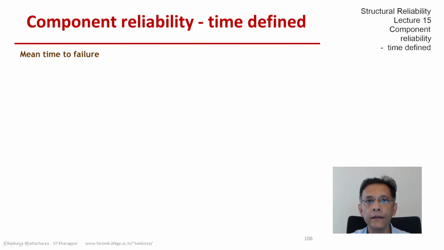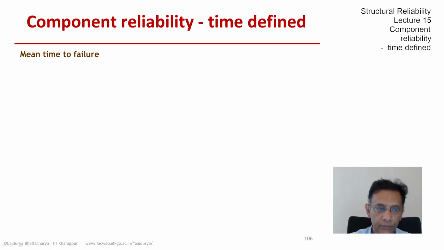The mean time to failure is a very useful and popular measure of reliability, especially for electronic components and machine parts, and not so much for structural members, for building systems and so on, mainly because in structural engineering the failure probabilities are so rare that it's not so practical to talk about the mean time to failure of a building or a bridge.